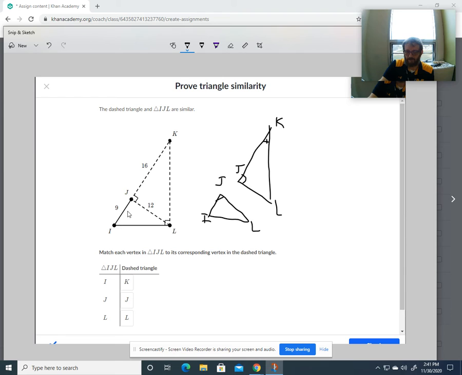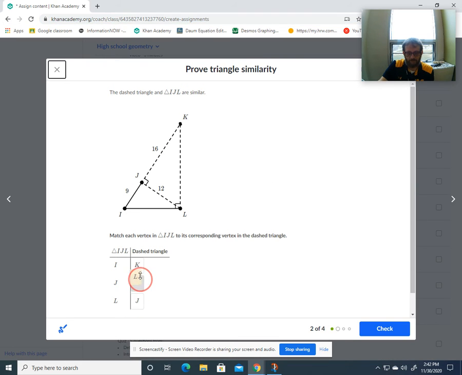doesn't match with this angle. This is not necessarily isosceles. This angle matches with this angle. And this angle matches with this one. So J are both at the right angle. So that one's correct. I doesn't go with K. I goes with L, and L goes with K. So I goes with L, and then J goes with itself.